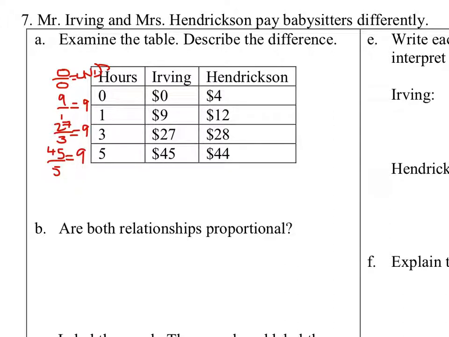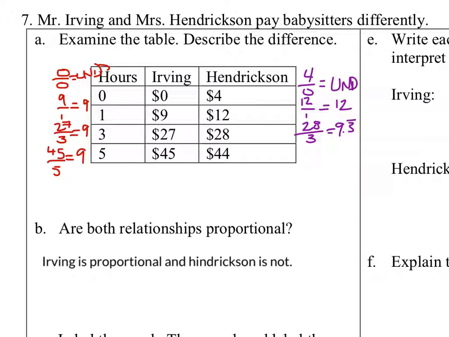All right, what about Hendrickson, which I will do in blue. Hendrickson is going to give you $4 for 0 hours, which comes out as undefined. That's not a problem. But for $12, you would have worked 1 hour, which simplifies to 12. And then for $28, you would have worked 3 hours, and that simplifies to 9.3 repeating. Those two are not equivalent. Therefore, you can see that Hendrickson is not proportional.